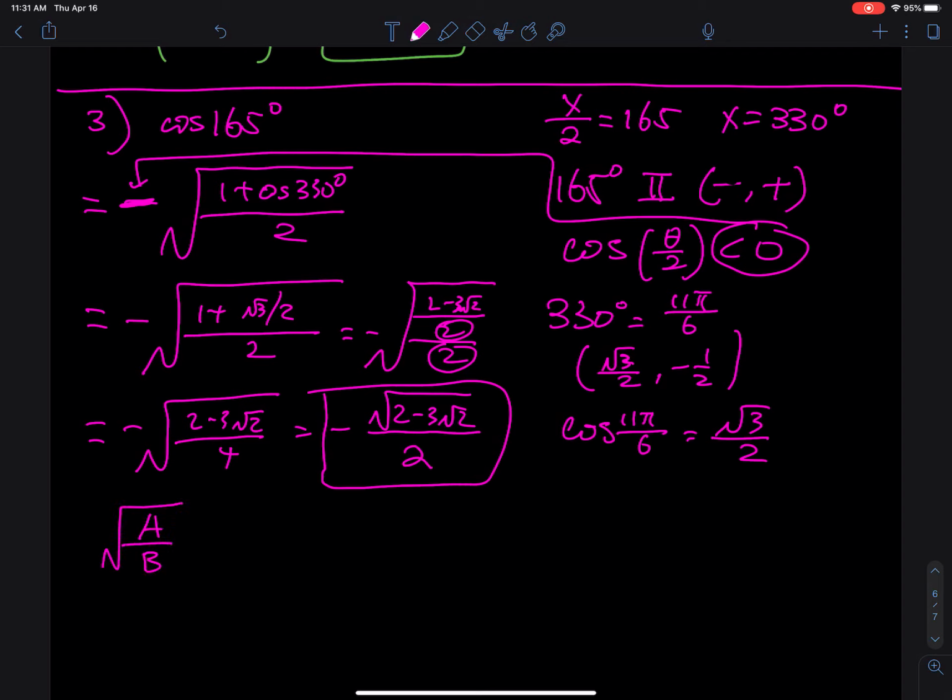In case you don't remember the properties of the radical, if you have a square root of a divided by b, that equals to square root of a divided by square root of b. If you have a square root of a times square root of b, then you have the square root of a times b, as long as they are both wrapped by a square root.